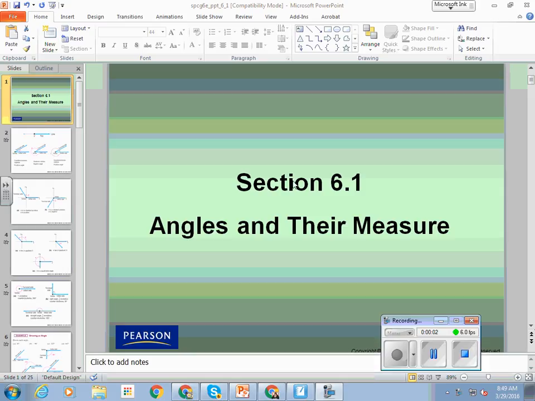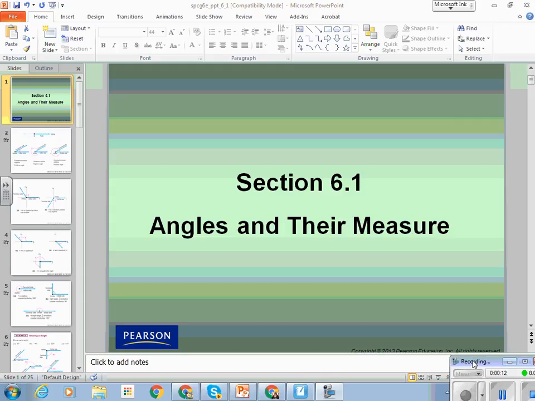All right, so this is section 6.1, first section in chapter 6. We're going to look at angles and their measure. We're going to go so far into angles, it's crazy.